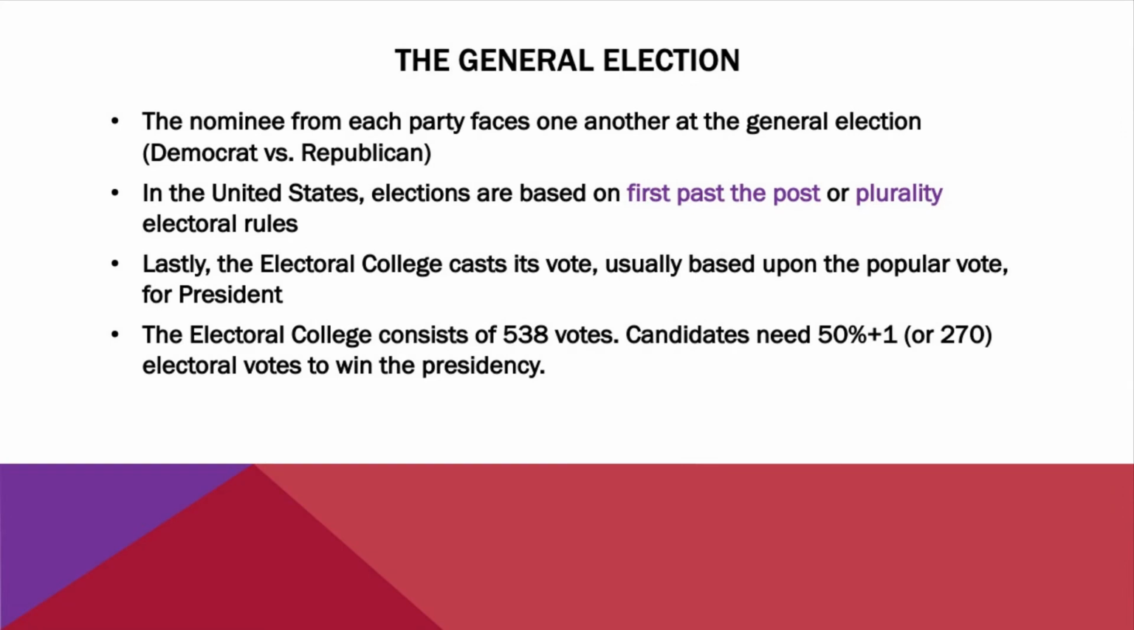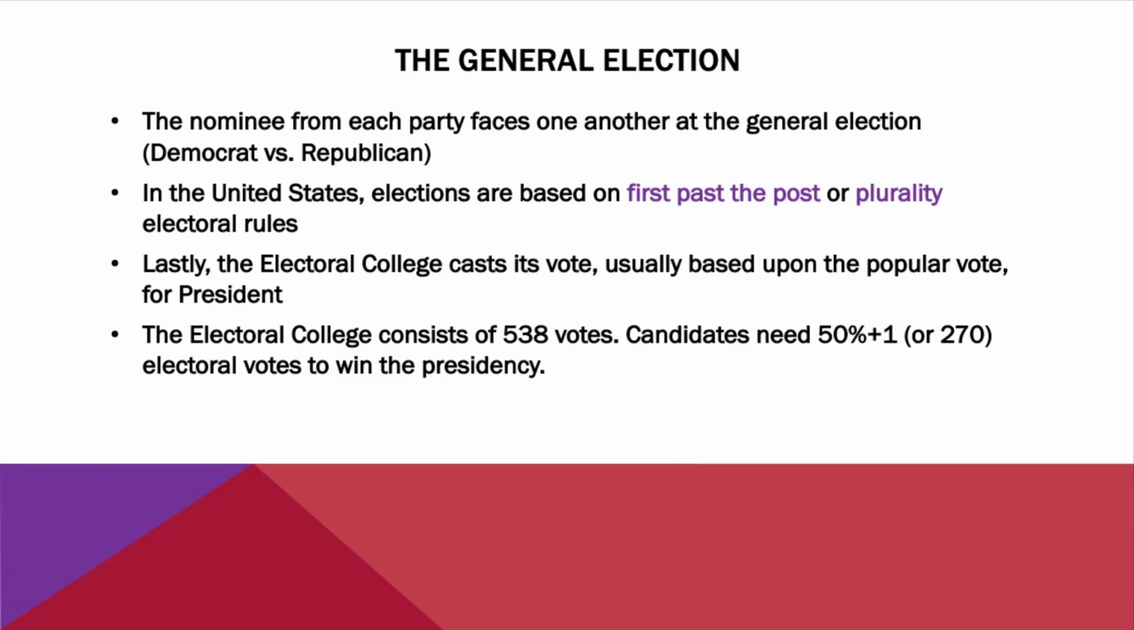Finally, after the long primary season, it's on to the general election. So the nominee from each party who won the primary election will face one another at the general election. This is when the Democrat faces the Republican, and based upon the political climate, 1, 2, 3, or 4 third-party candidates will also face off in the general election. In the United States, elections are based on a first-past-the-post or plurality election rule, meaning whoever gets more votes than their opponent is declared the winner, of the popular vote at least. Lastly, the Electoral College casts its vote, usually based upon the popular vote for president, but not always.